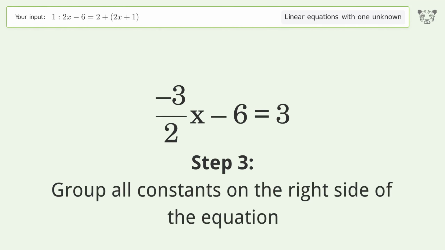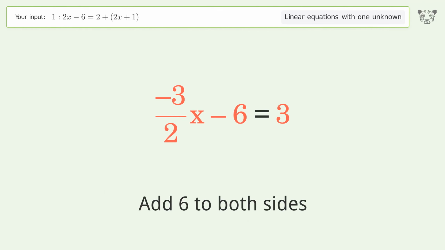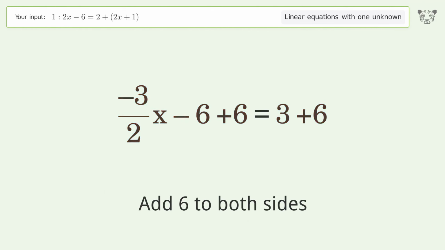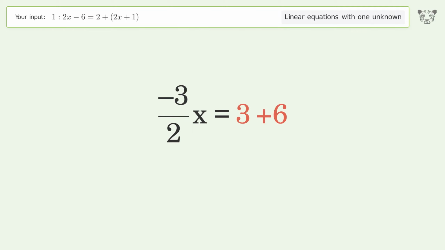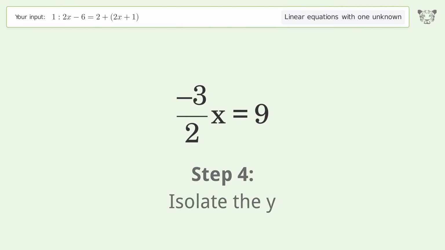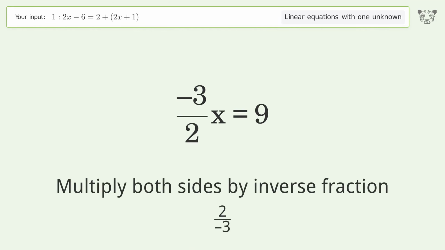Group all constants on the right side of the equation. Add 6 to both sides. Simplify the arithmetic. Isolate the y. Multiply both sides by inverse fraction 2 over -3.